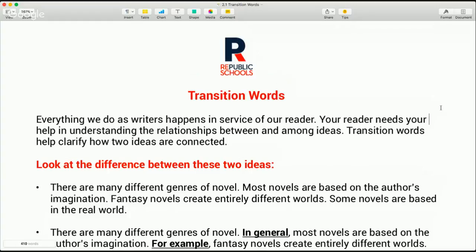There are many different genres of novel. Most novels are based on the author's imagination. Fantasy novels create entirely different worlds. Some novels are based in the real world.